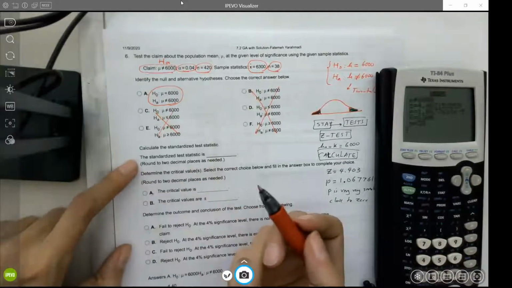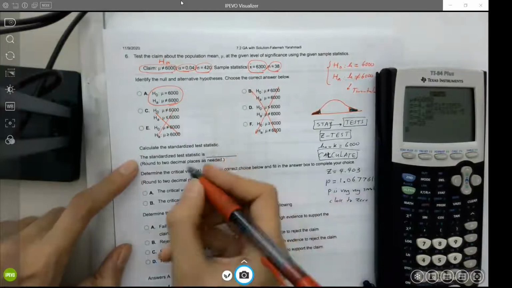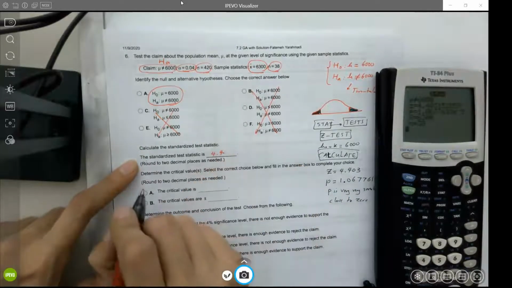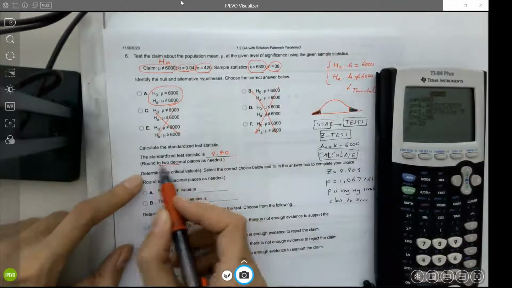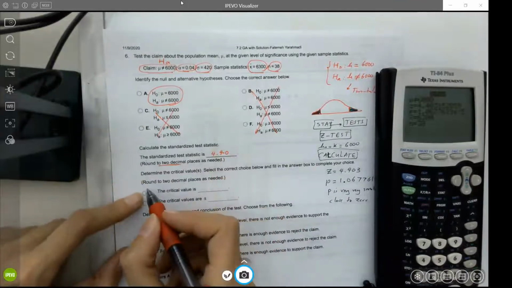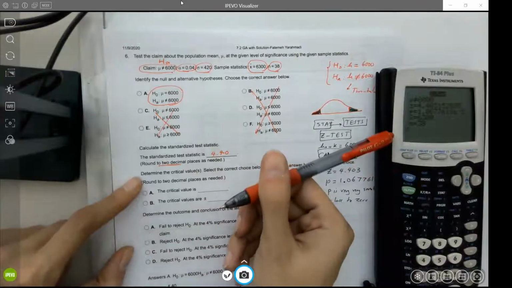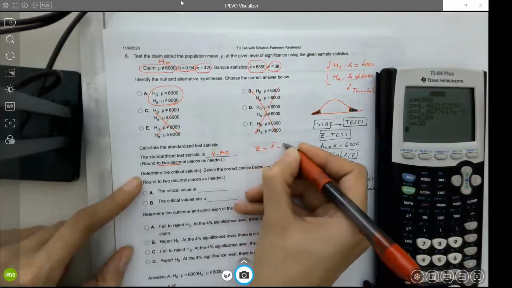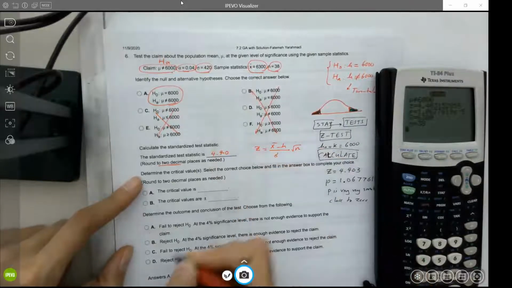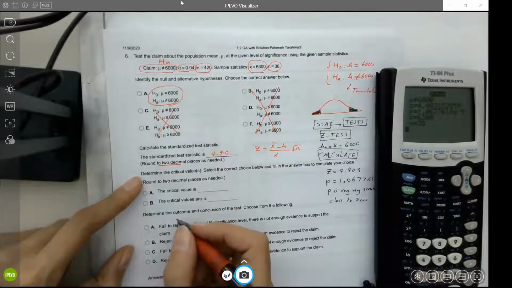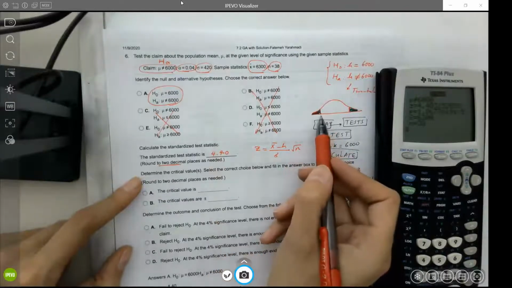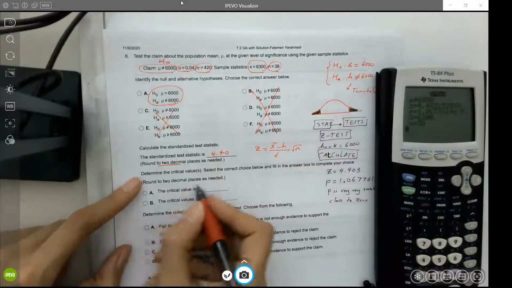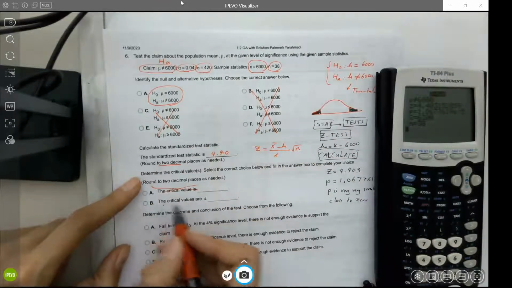What is the standardized test statistic? The standardized test statistic is 4.403, or just 4.40. Round to 2 decimals, that's why I rounded to 4.40. So if you're not using a calculator, Z is x bar minus mu divided by sigma over square root of n. Okay, how many critical values do we have? We have 2 critical values, all right? Because one of them is on the left, the other one is on the right. So it's not one critical value. You have 2 critical values.